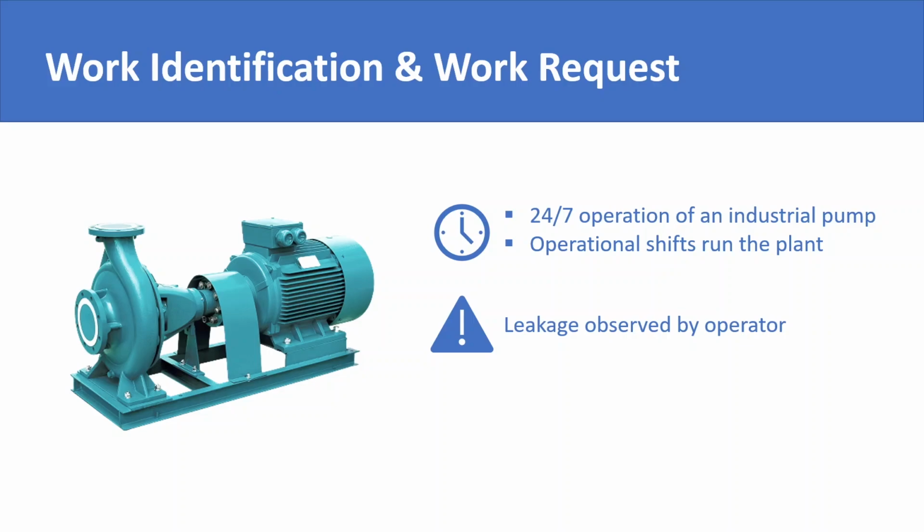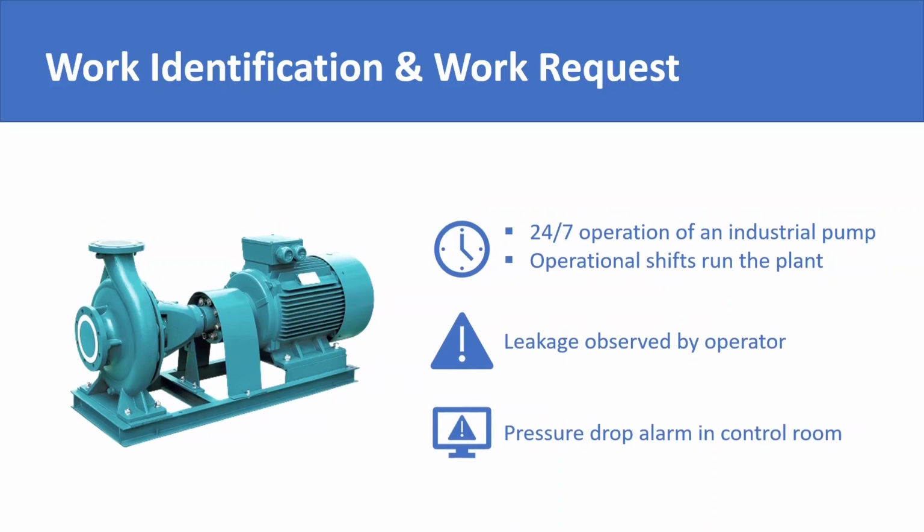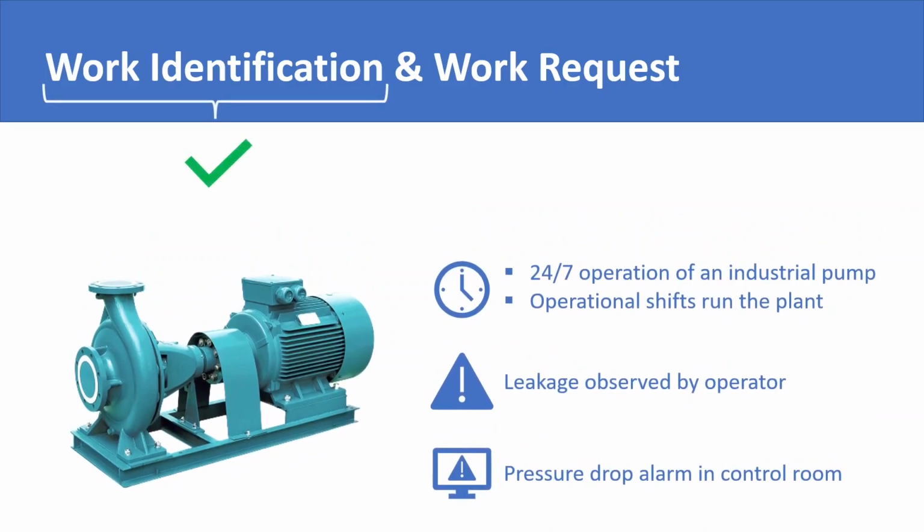Or maybe the operations team member seated in the main control room, where a central monitoring system, like a SCADA system, is showing parameters of all the pumps running in the plant, may get an alarm of a pressure drop. He may then get the pump checked and find the leakage. Once the leakage is identified, work identification is complete.